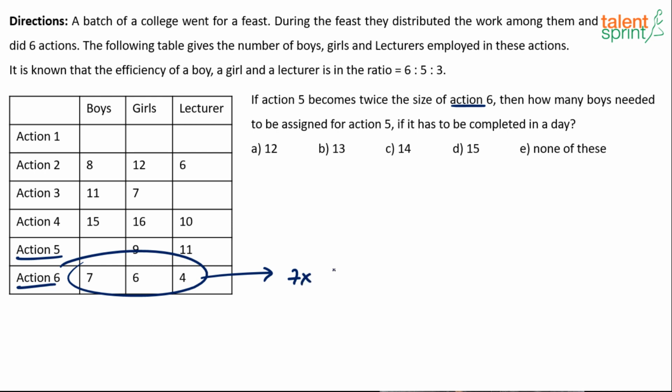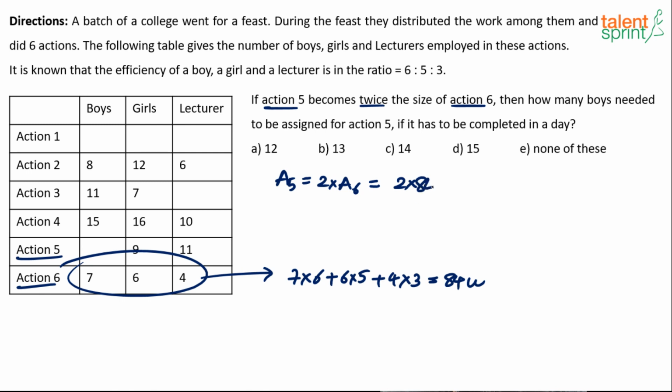See, 7 into 6 units plus 6 into 5 units plus 4 into 3 units. How much is that? 7 6s are 42, 6 5s are 30, 72, 4 3s are 12, 84. 84 units per day. But he says action 5 becomes twice the size of action 6. So action 5 will be 2 times action 6. You don't have to write this. It becomes what? 2 into 84, 168 units. Then how many boys will be needed for action 5 if it has to be completed in 1 day? So basically action 5 is 168 units per day.